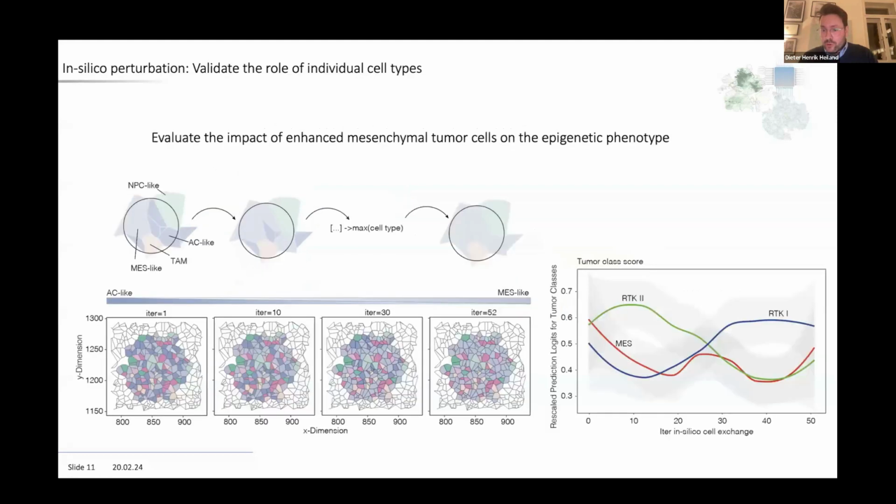This is an example of how it could look, starting with AC-like tumor cells, and then over 52 iterations, we changed these tumors into a mesenchymal-like tumor, in which we completely get rid of the astrocytic-like tumors. Within these iterations, we can look at whether, for example, the epigenetic score changes, and we see that the ATK2 phenotype that we have initially is then changing into the ATK1 phenotype when we enhance the mesenchymal component.